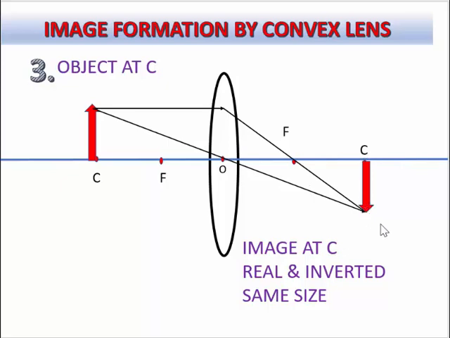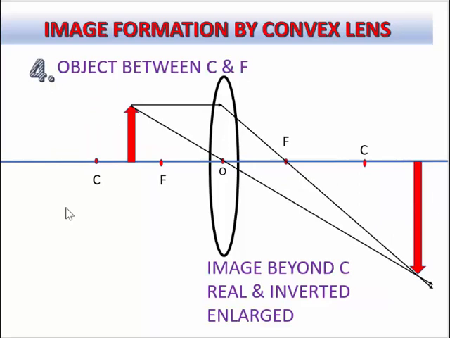So the image is again inverted, but now we find that the image is slowly increasing in size, and the size of image is now exactly equal to the size of the object, and the image is formed at C. Let's now move our object between center of curvature and the focus. When we place our object between C and F, the first light ray, again going parallel to the principal axis, after reflection will pass through the focus.